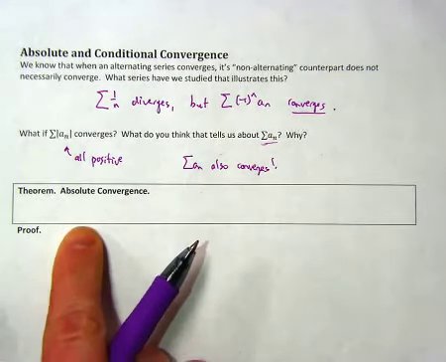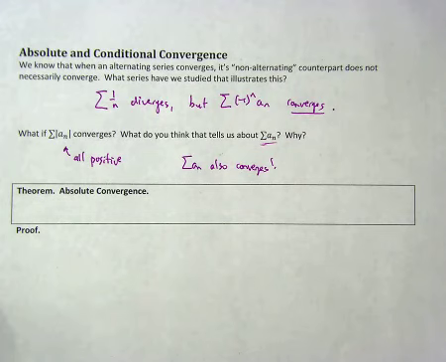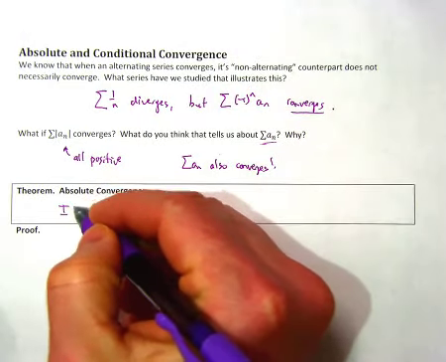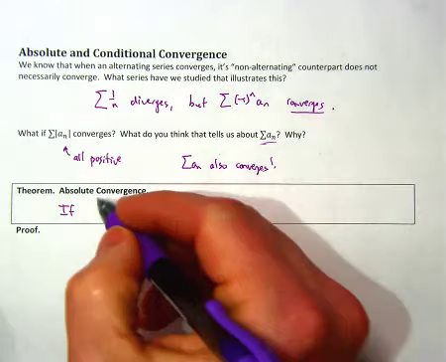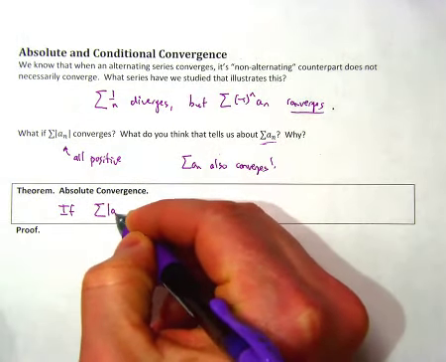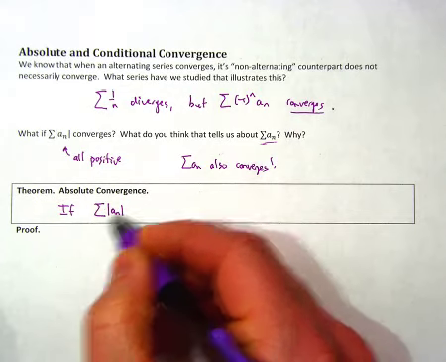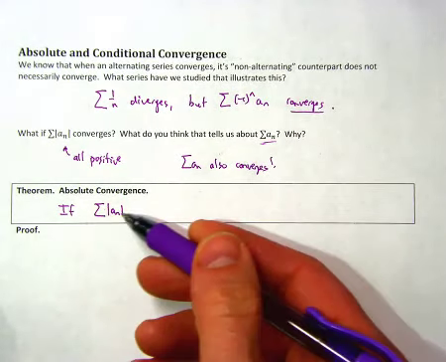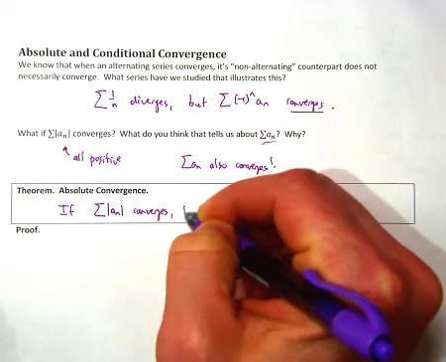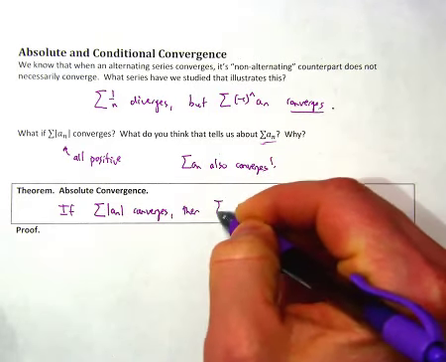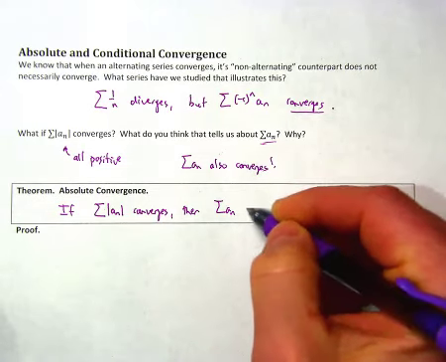This is a theorem called the absolute convergence theorem, and it helps us deal with series that have negative terms in them. It says if you take the absolute value of all the terms and then find the sum, and that series converges, then the series without the absolute value also converges.